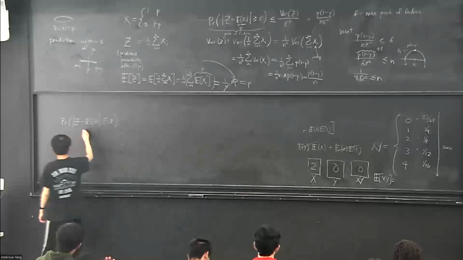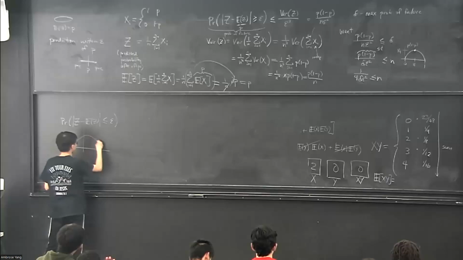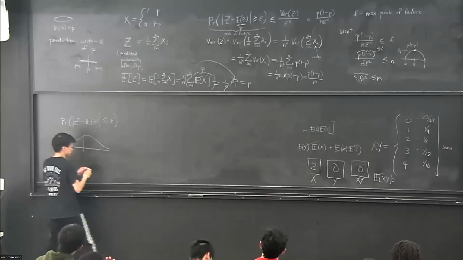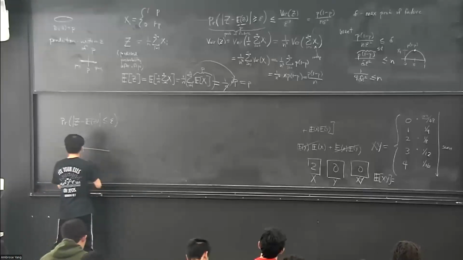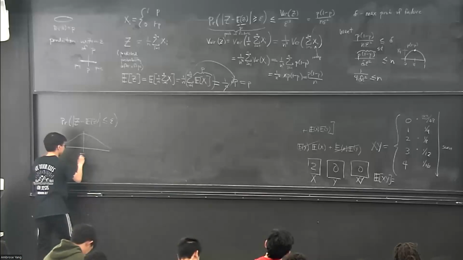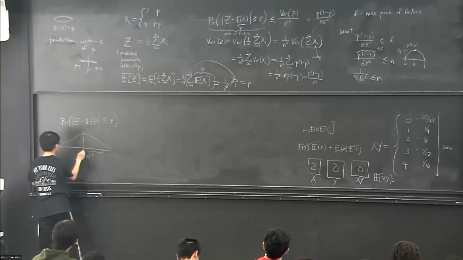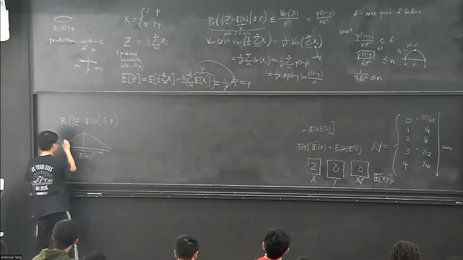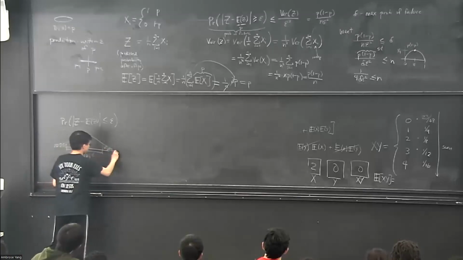But I'm going to draw this diagram for you a little bit. Let's say that, so this is not the true distribution of z, but let's say that z kind of looks like something like that. Here is the expected value of z, and then here is epsilon above, here epsilon below. And what I want to do is bound the probability of this.